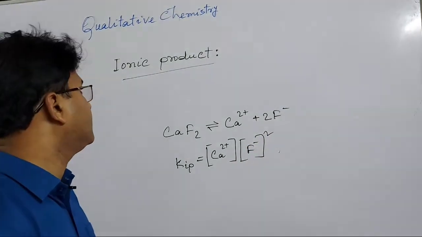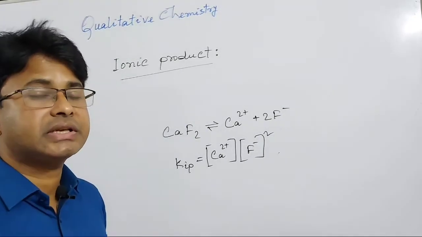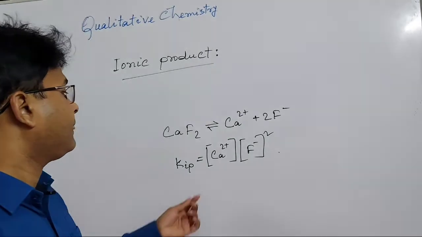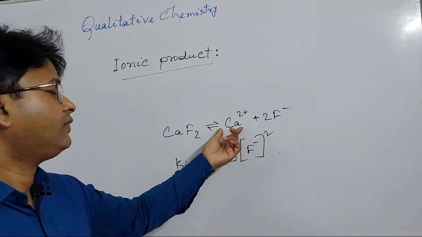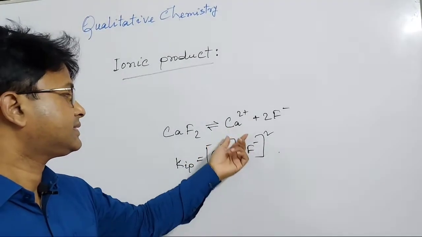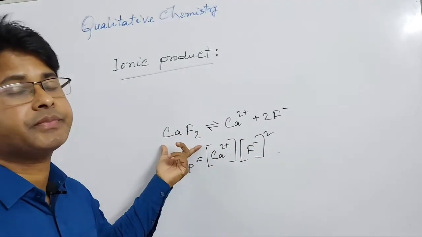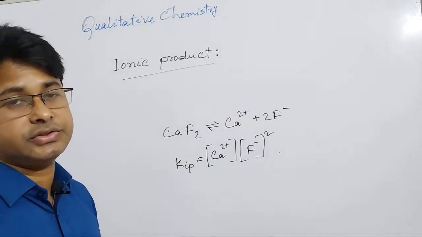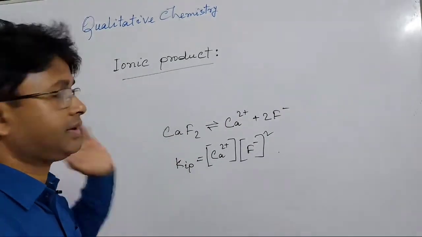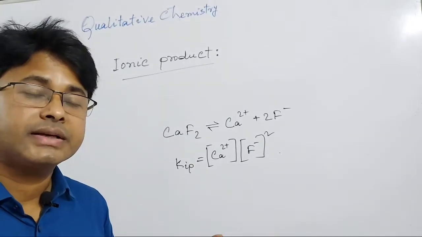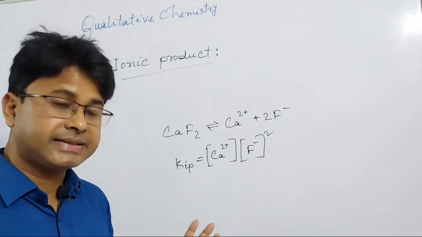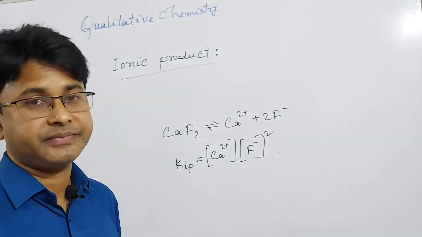Dear students, so what will be the definition of ionic product? At a definite temperature, the multiplication of the molar concentrations of the constituent ions of a salt in the solution is called ionic product. So what are the major differences between the ionic product and solubility product?